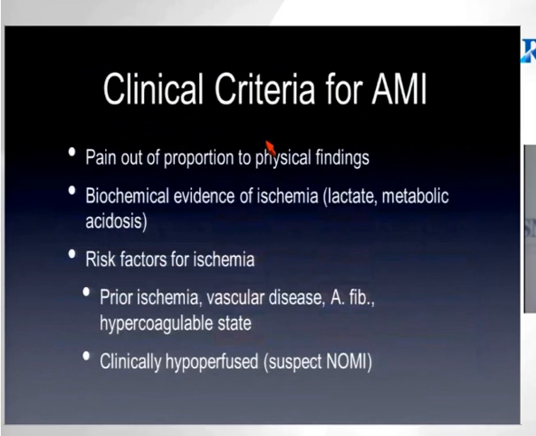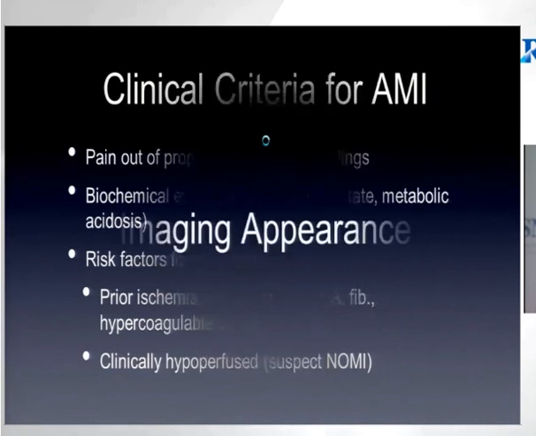The clinical criteria used in all of these papers was essentially the same: the classic pain out of proportion to physical findings, biochemical evidence of ischemia in the setting of abdominal pain, or abdominal pain with risk factors for ischemia, such as prior ischemia, atrial fib, hypercoagulable state, or clinical hypoperfusion or non-occlusive mesenteric ischemia suspected.